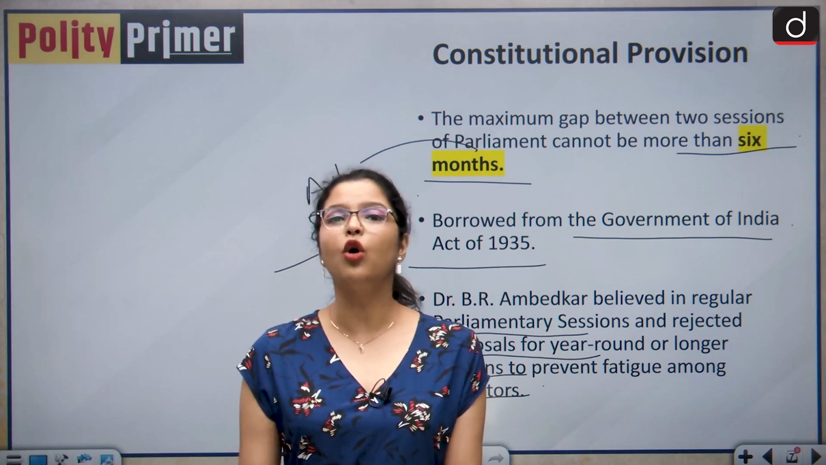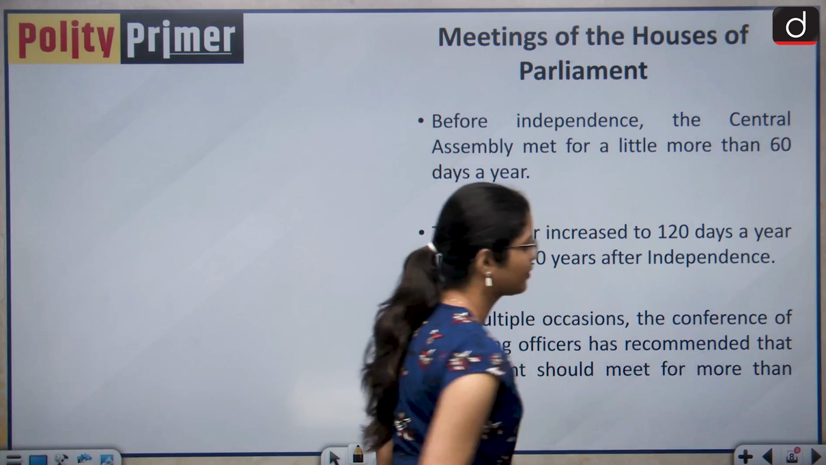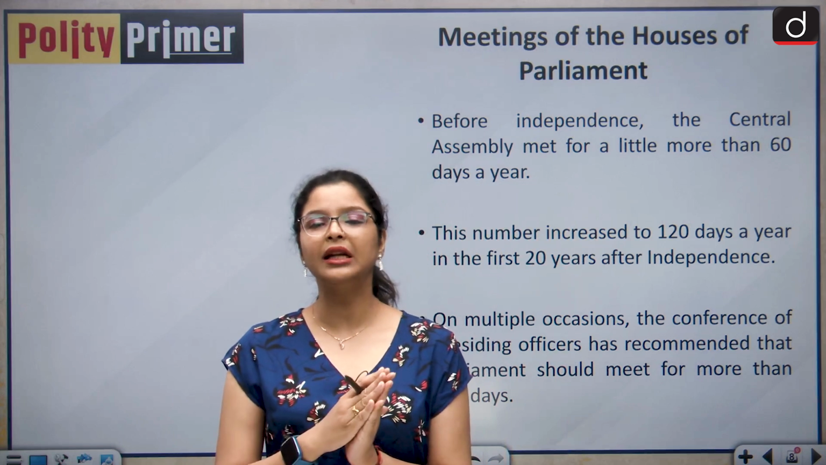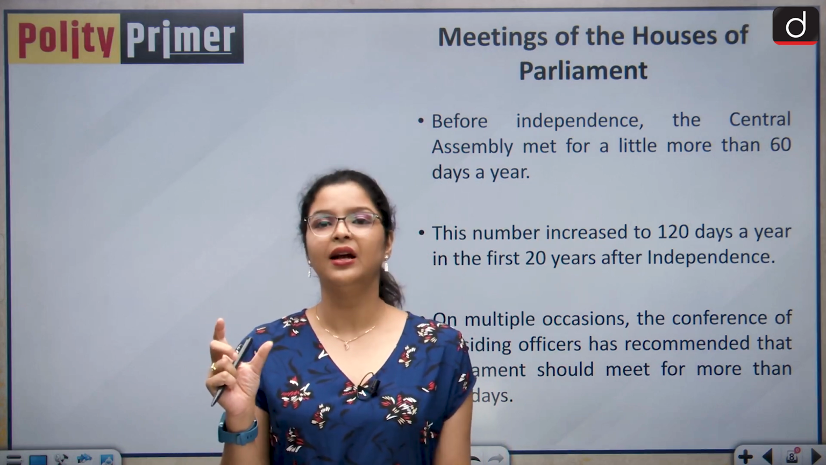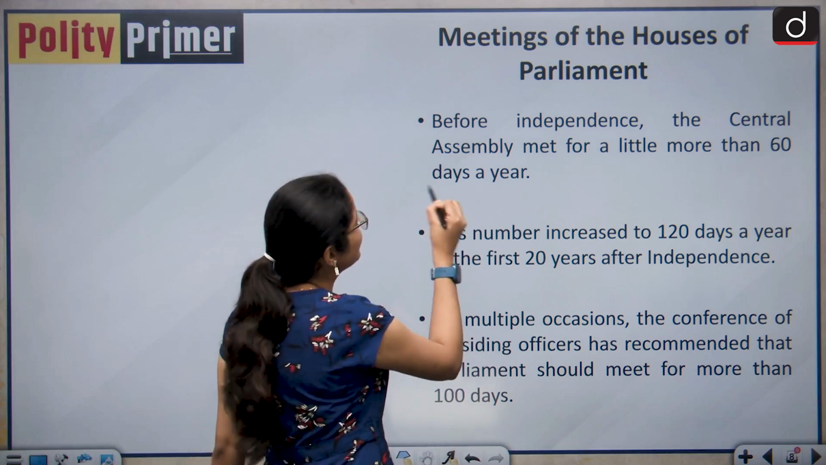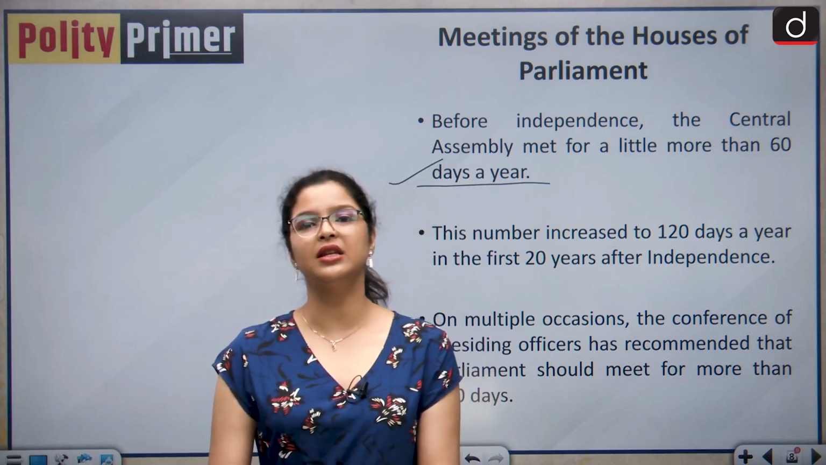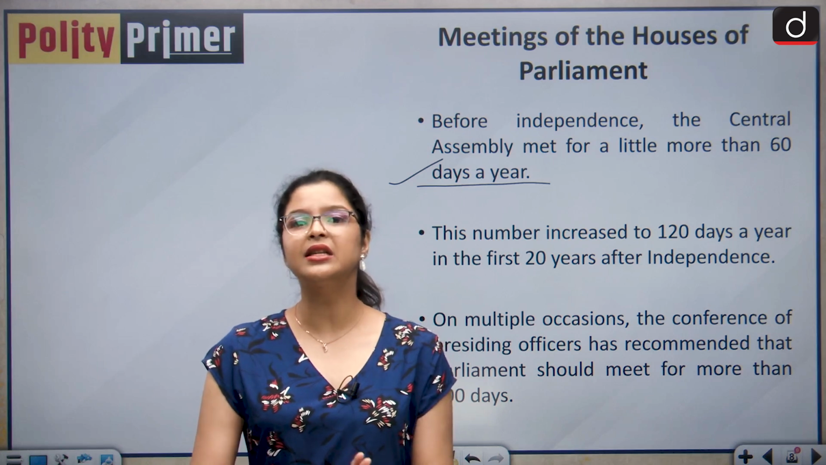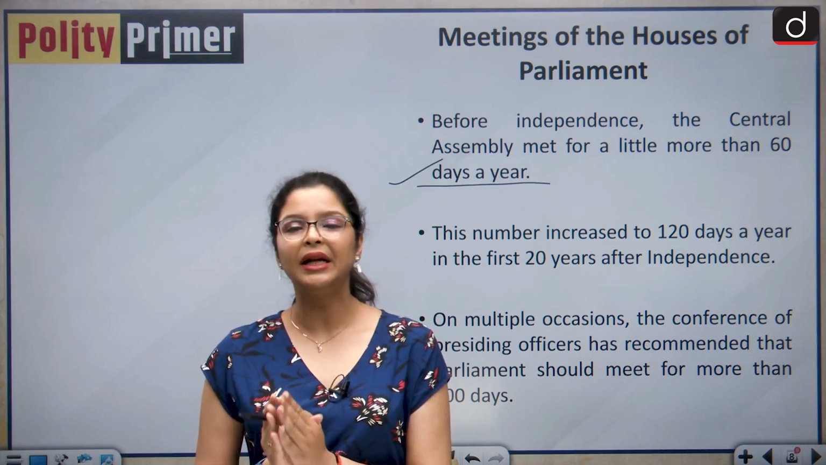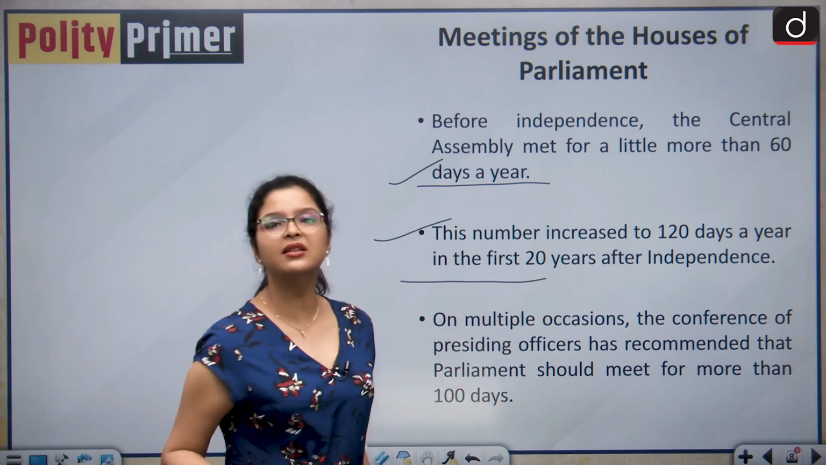Now let us discuss how often do our Lok Sabha and Rajya Sabha meet. If we talk about the before independence scenario, there was this Central Assembly, which is now known as the Parliament. It met for a little more than 60 days a year. So the average duration of the meeting of Central Assembly, that was the predecessor of our Indian Parliament, was 60 days a year. When we got independence, this increased to 120 days a year in the first 20 years after independence.